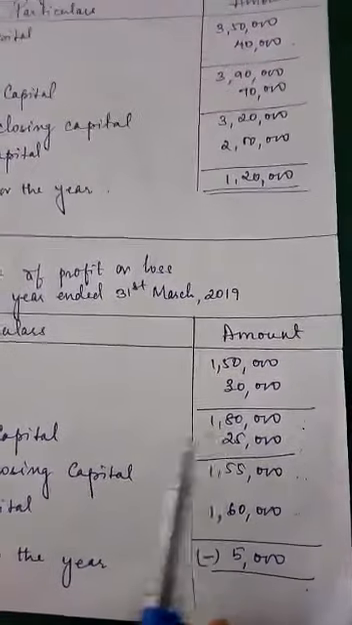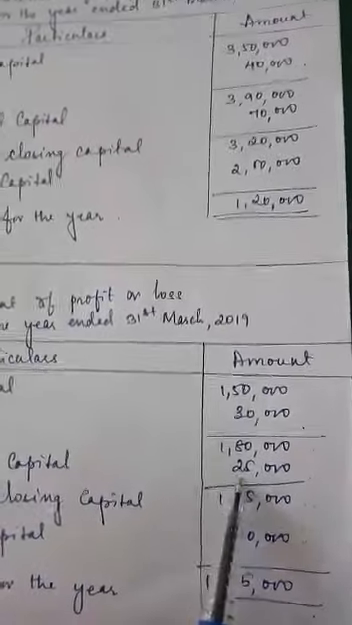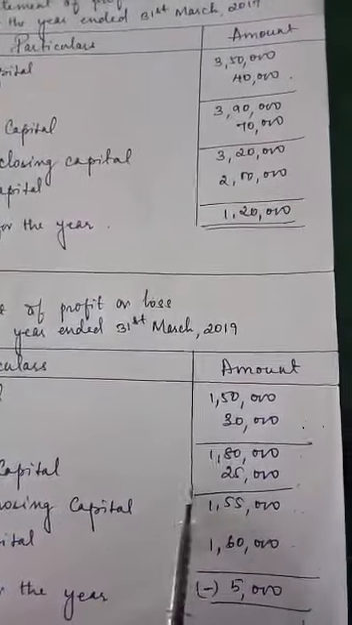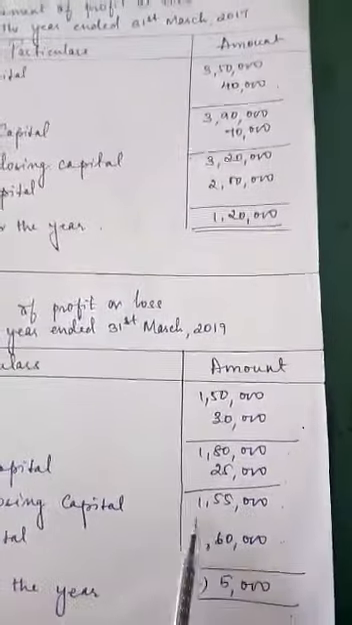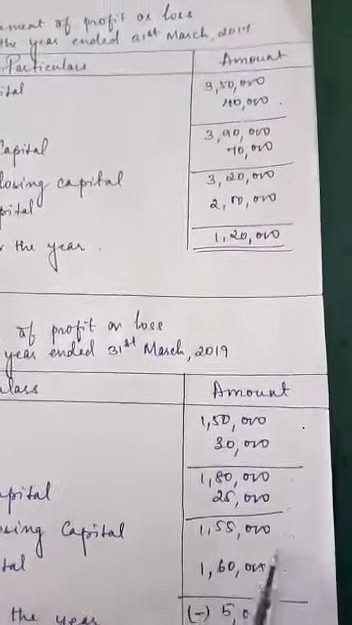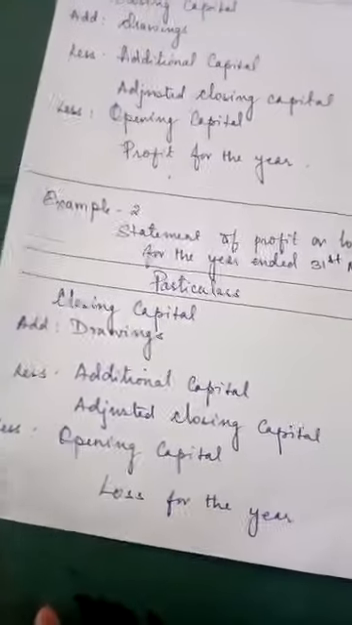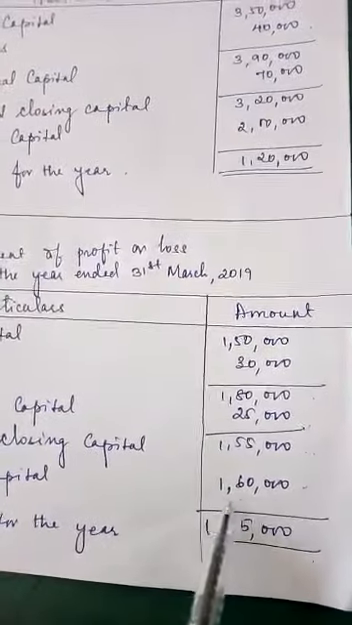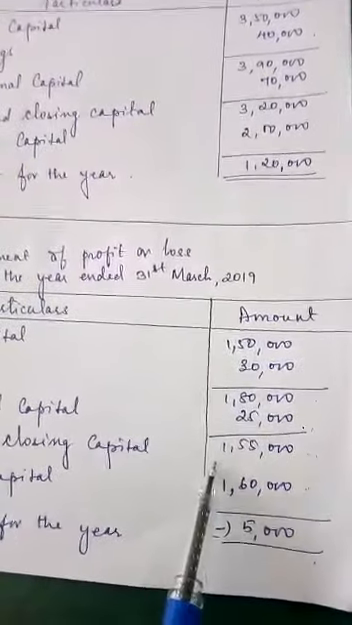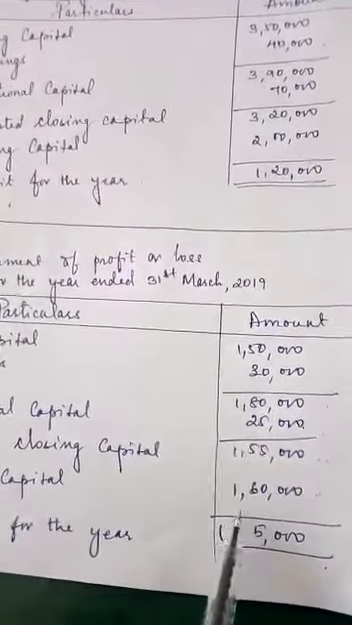1,80,000. With this, I minus additional capital, that is 25,000. So 1,80,000 minus 25,000 gives 1,55,000, which is the adjusted closing capital. Then you less opening capital, you get 1,60,000. So from 1,55,000 you have to minus 1,60,000.